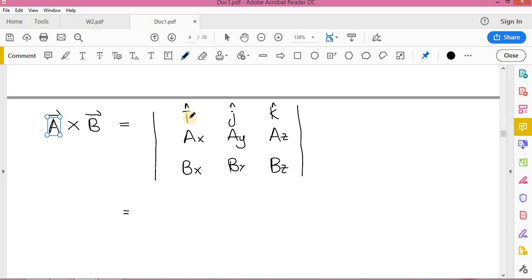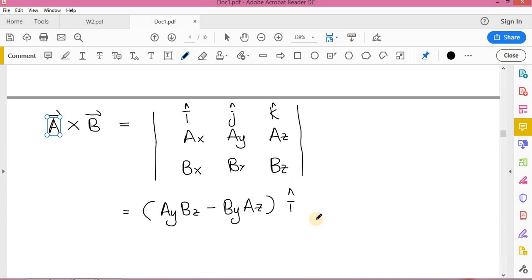For the i component, you have to hide this column and this row. So now we are left with these 4 components. For the i component, Ay multiplied with Bz, and now you have to minus By multiplied with Az, because just now we hid the i component, right? So this one will be i. You clear? This one multiply this one minus this one multiply this one.